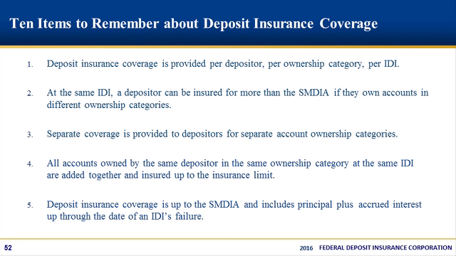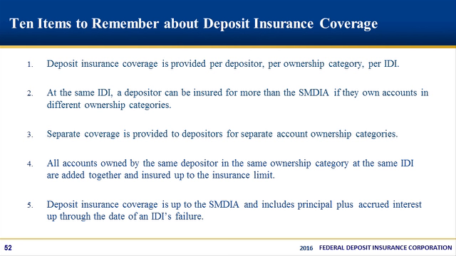Number 1. Deposit insurance coverage is provided per depositor, per ownership category, per bank. Number 2. At the same bank, a depositor can be insured for more than the SMDIA if they own accounts in different ownership categories. Number 3. Separate coverage is provided to depositors for separate account ownership categories. Number 4. All accounts owned by the same depositor in the same ownership category at the same bank are added together and insured up to the SMDIA.